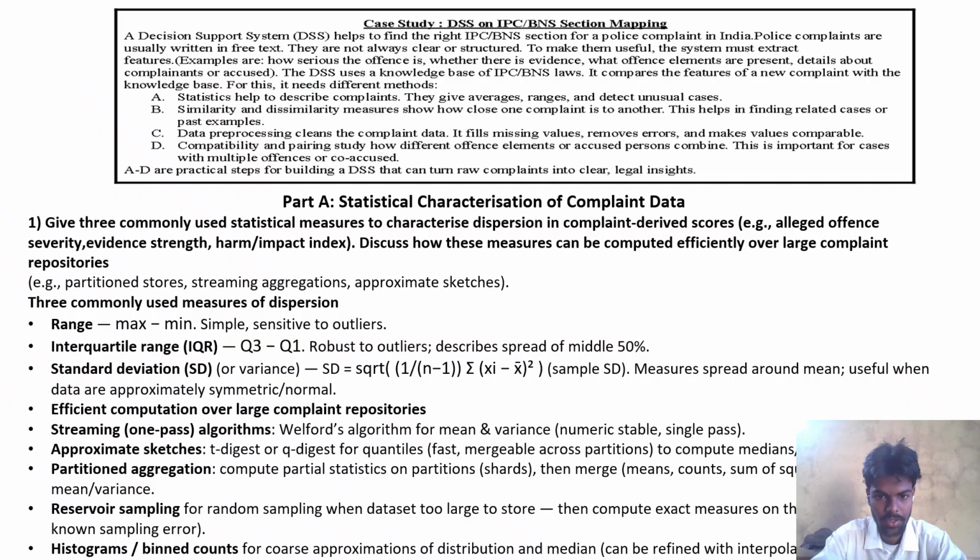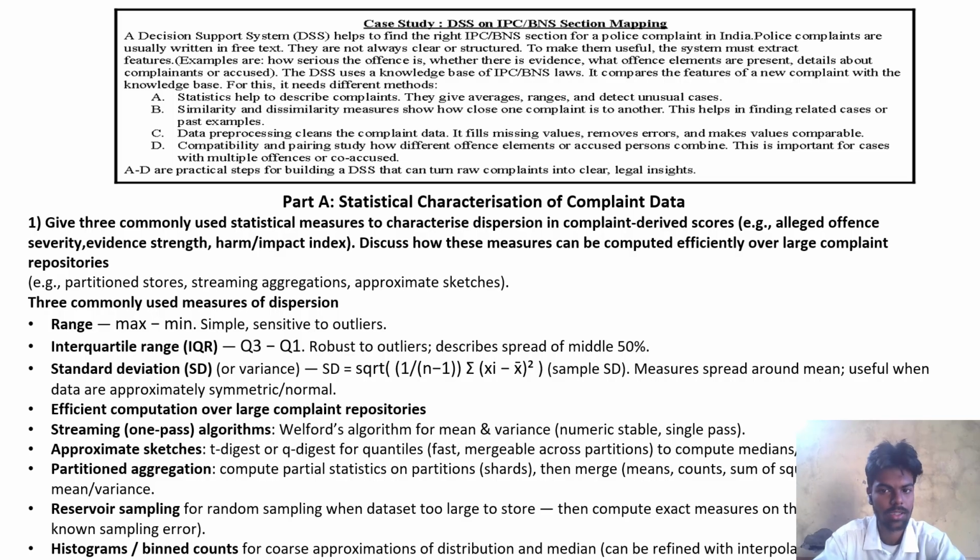So we were given a case study, DSS on IPC BNS section mapping, a decision support system. DSS helps to find the right IPC and BNS section for a police report in India. Police complaints are usually written in free text. They're not always clear or structured.